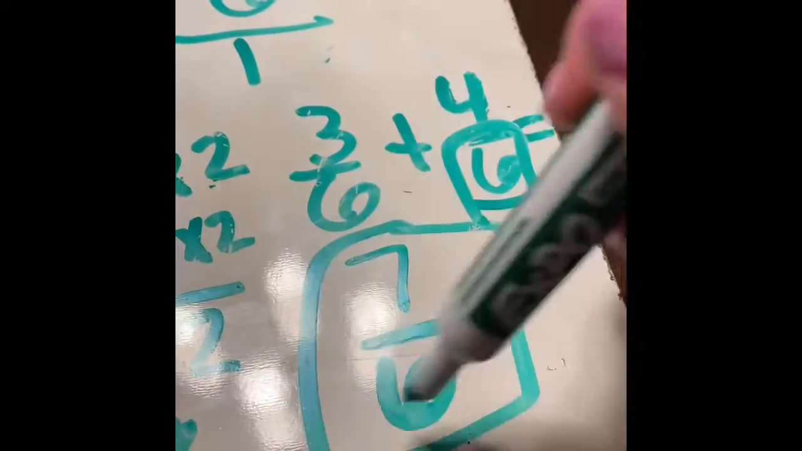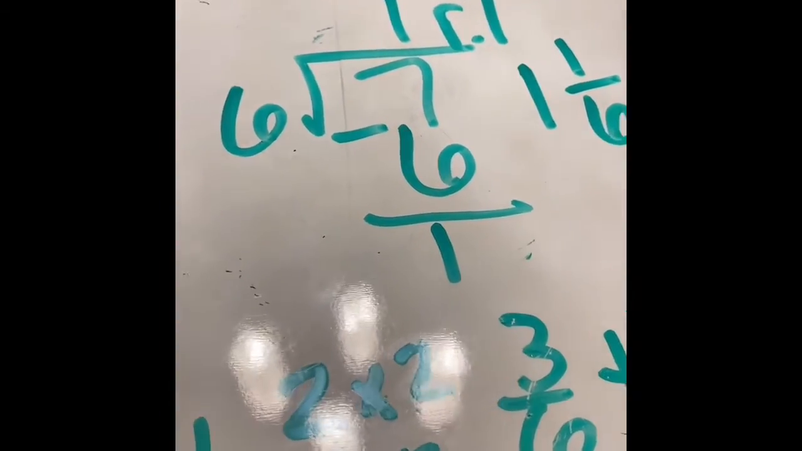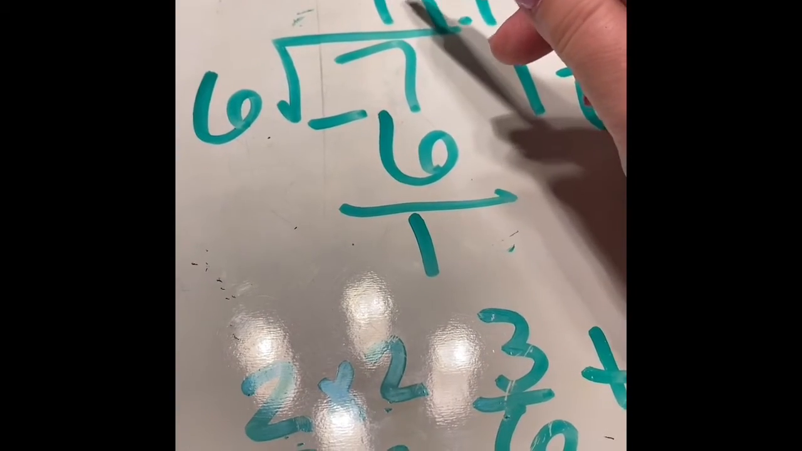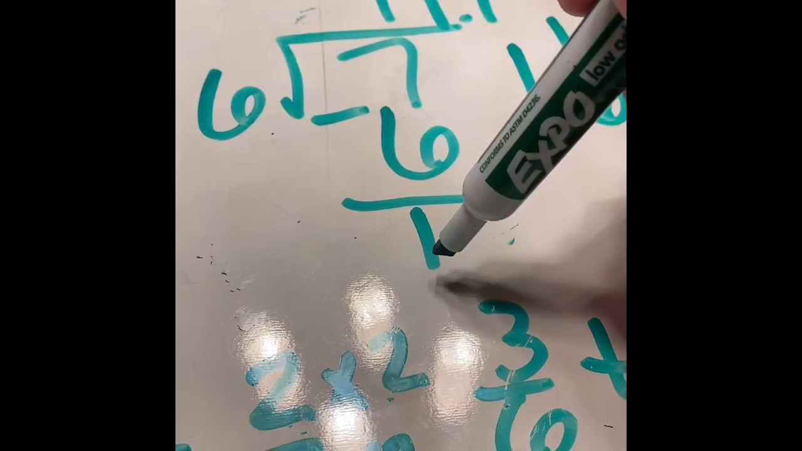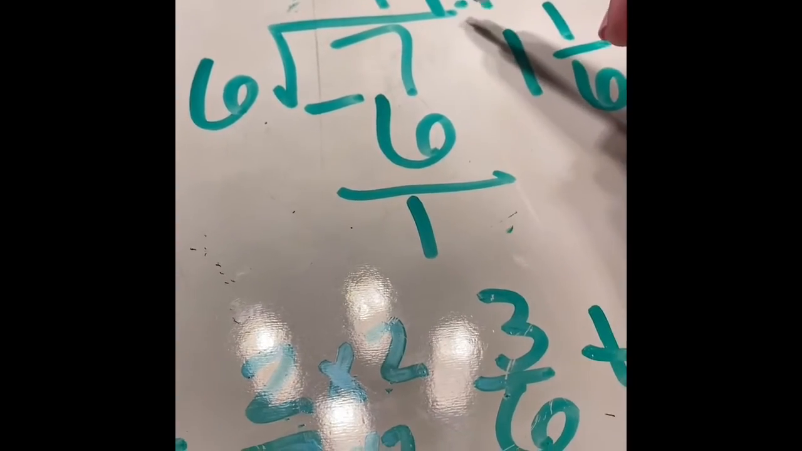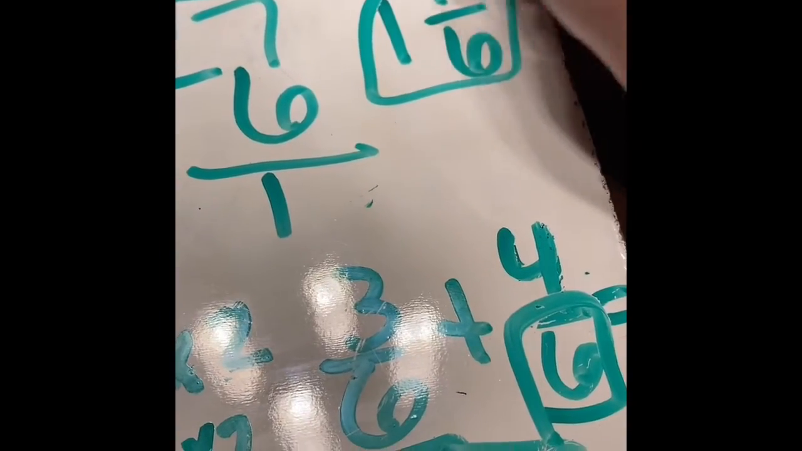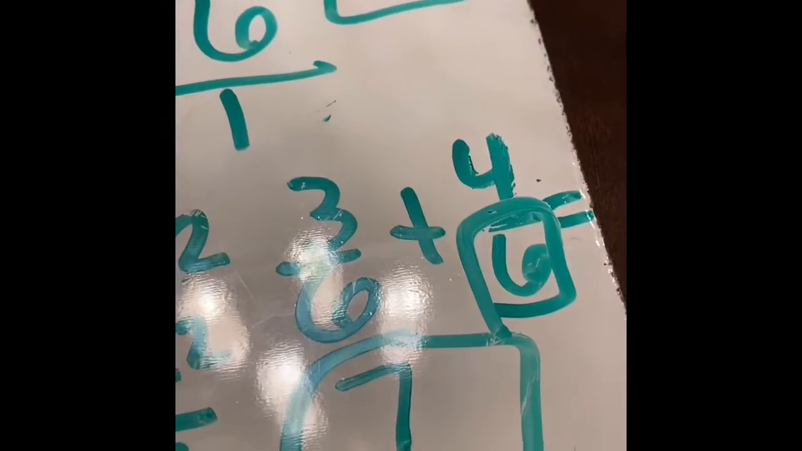This is called an improper fraction. I need to turn it into a proper fraction. 6 can divide into 7 one time. 1 times 6 is 6. 7 minus 6 is 1. Remainder 1, so I got my answer of 1. This is my numerator, 1. My denominator stays the same, 6.